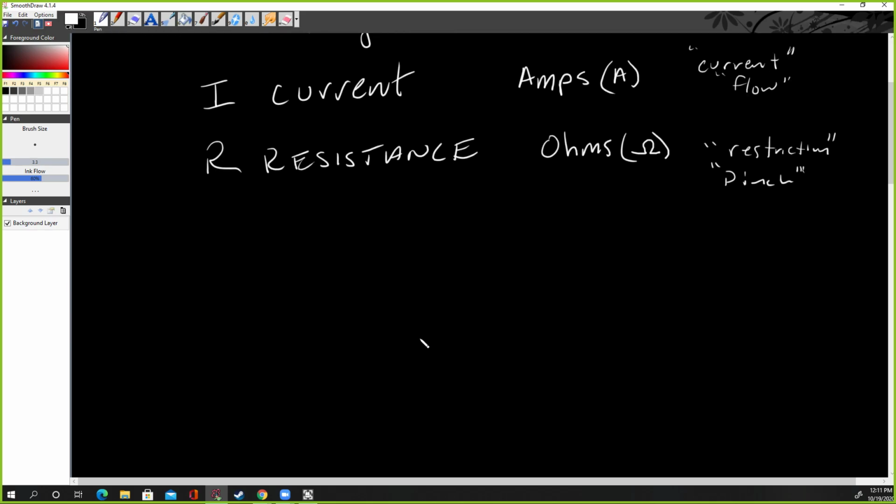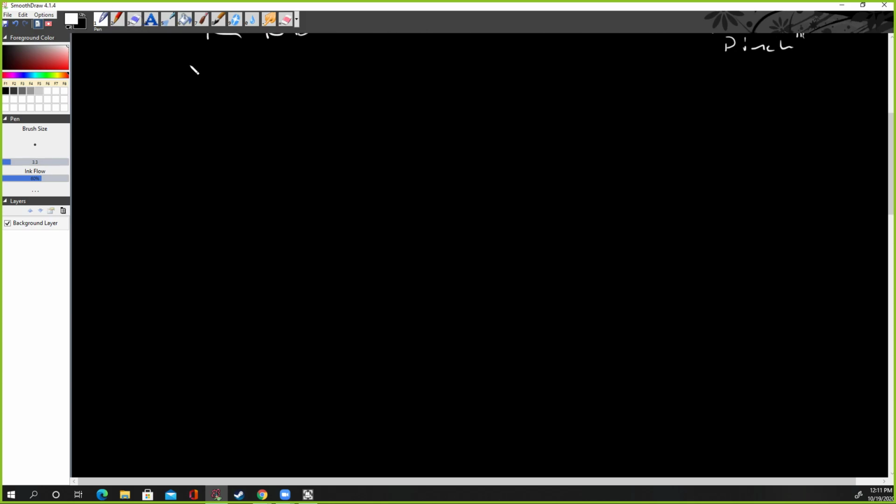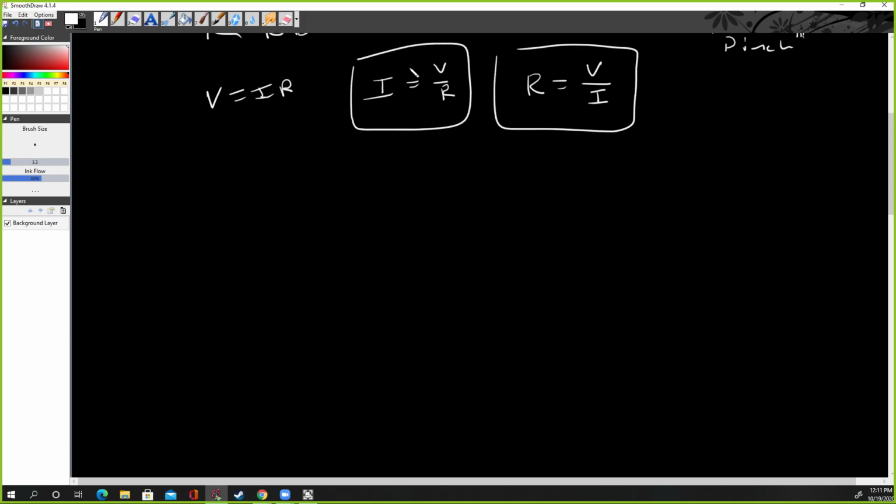All right, so here are some practice problems. Ready, guys? We're going to use this equation, V equals IR. That's the one we're going to use every time. Sometimes we will solve for I, and I equals V divided by R. And sometimes we'll solve for R, which is R equals, let's move the I underneath, V divided by I. Okay, so these are the three equations we'll be using.